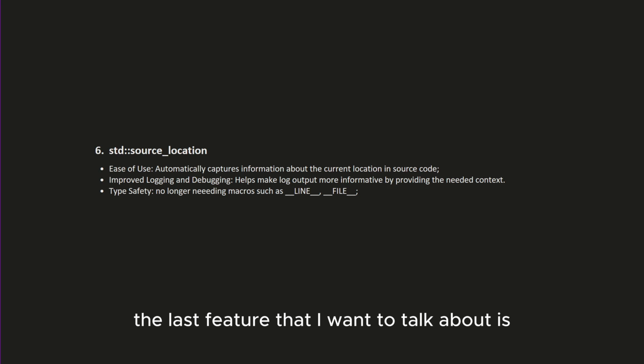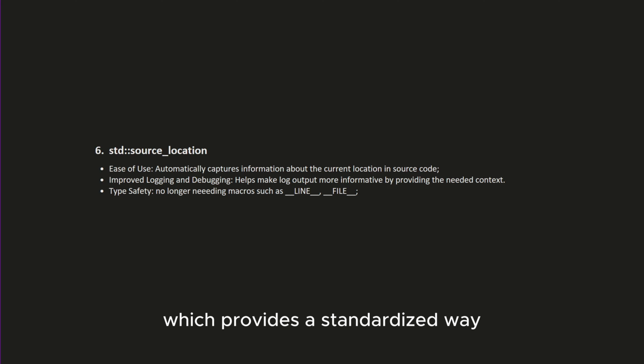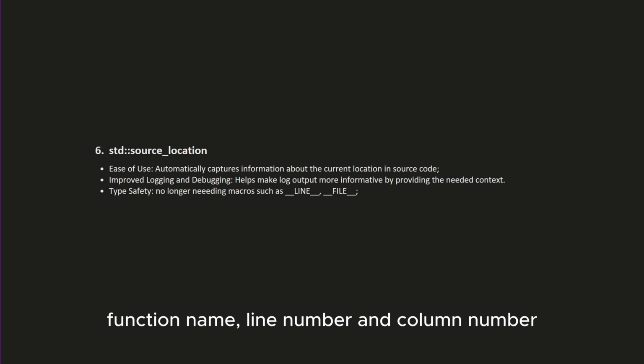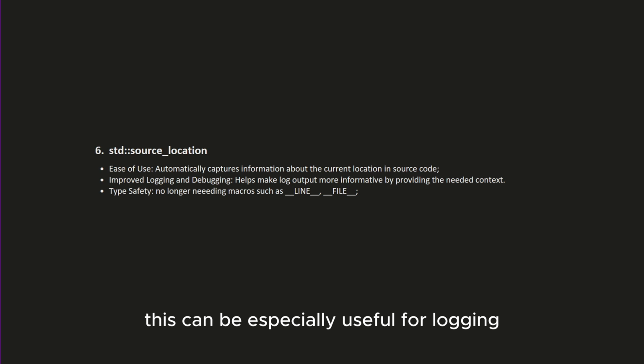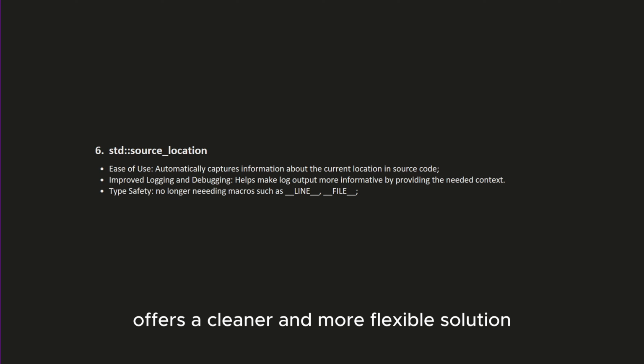The last feature that I want to talk about is std source location. C++20 introduces the std source location utility, which provides a standardized way to capture information about the current location in source code, such as the file name, function name, line number, and column number. This can be especially useful for logging, debugging, and error handling without manually specifying this information. Previously, developers had to use macros like __FILE__ and __LINE__ to capture similar information, but std source location offers a cleaner and more flexible solution.